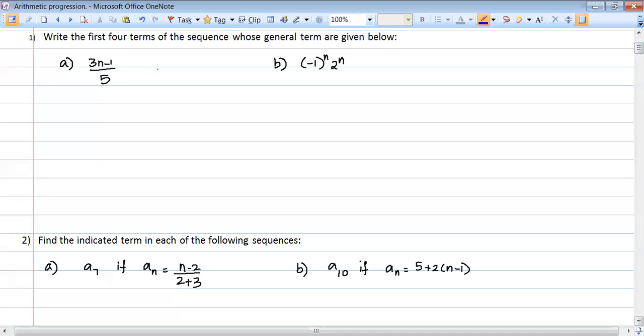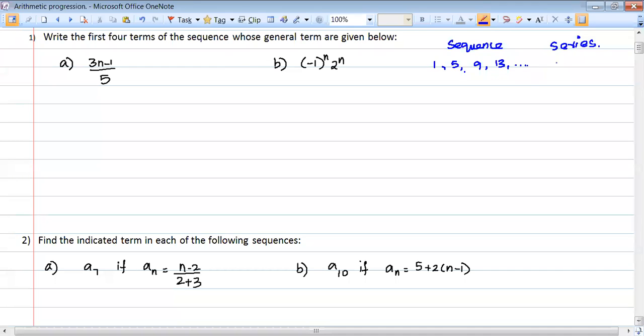Question number 1. Write the first 4 terms of the sequence whose terms are given below. First of all, everyone try to understand one thing. What is sequence and what is series? It is a pattern coming like this: 1, 5, 9, and then 13, etc. So sequence is nothing but a set of numbers having a proper condition in between. What is the proper condition here? Plus 4, plus 4, plus 4.